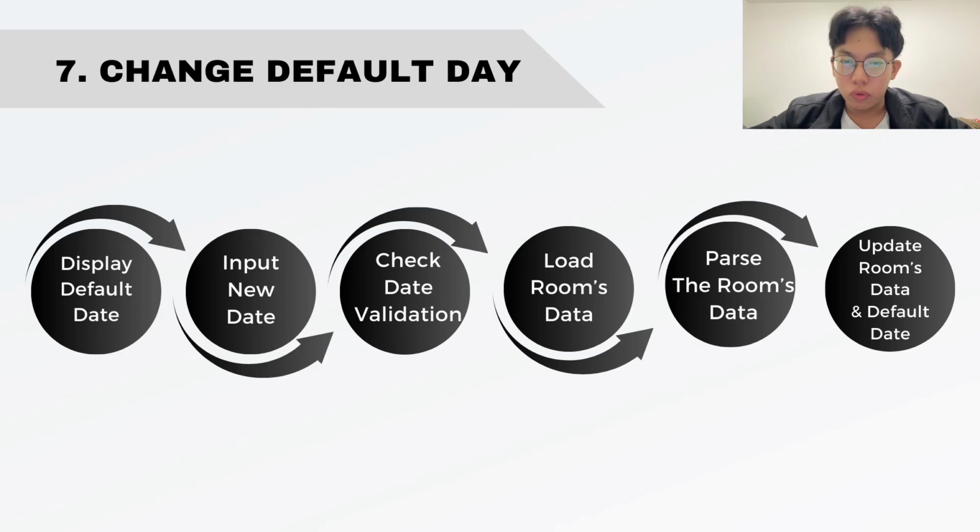In this section, we'll go through the steps involved in changing the default day of a room schedule. The system first displays the current default date for the room. This serves as a reference for the admin or users making the change. The user is prompted to input a new date.